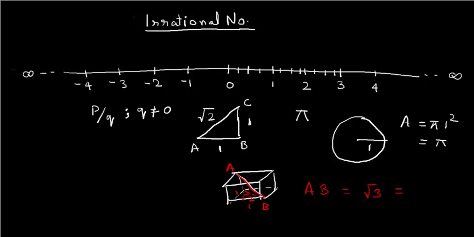How did we do that? Because root 2 square plus this side is 1 square, and I took the under root of that. So that's root 3. So what is it telling? There are many irrational numbers which exist on this number line, and nature has provided us a lot of evidence of irrational numbers.